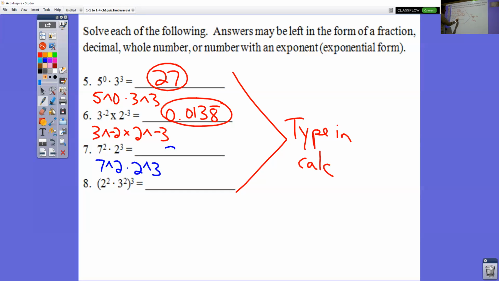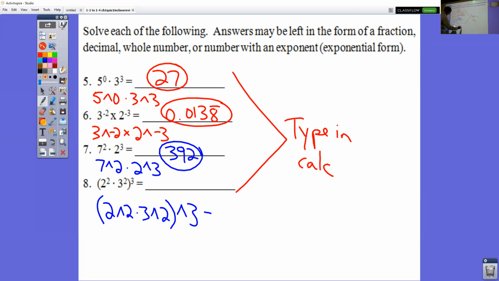When you type that into the calculator, you get 392. For question number 8, type it in exactly how it is with the parentheses. So parentheses 2 caret button 2 times 3 caret button 2, close your parentheses. Then we have an exponent of a 3 on the outside, so caret button 3. You should get 46,656.